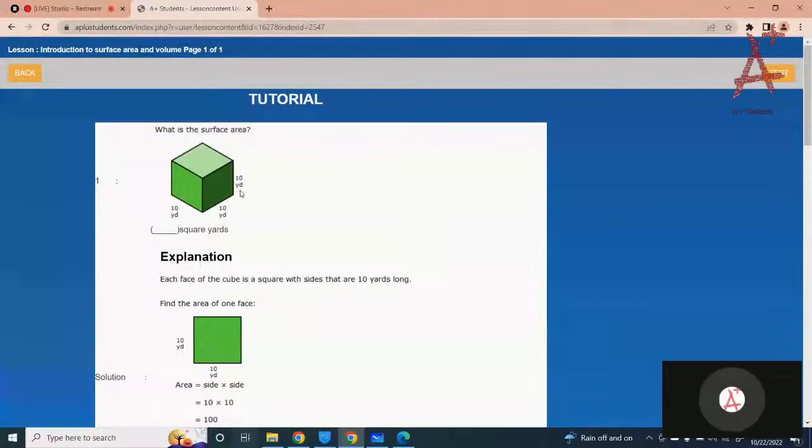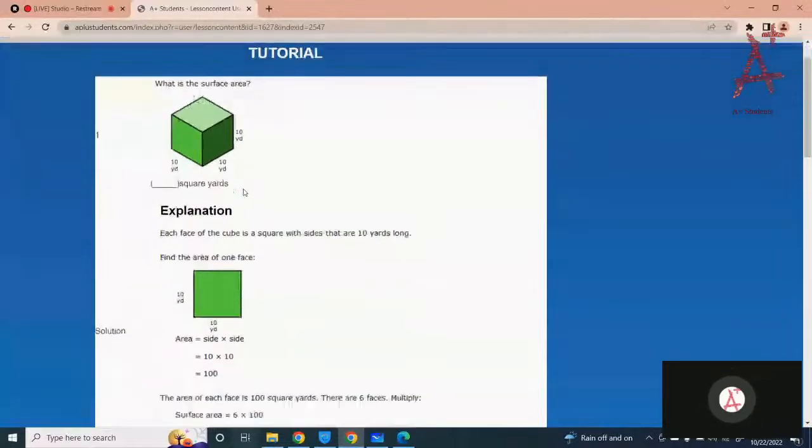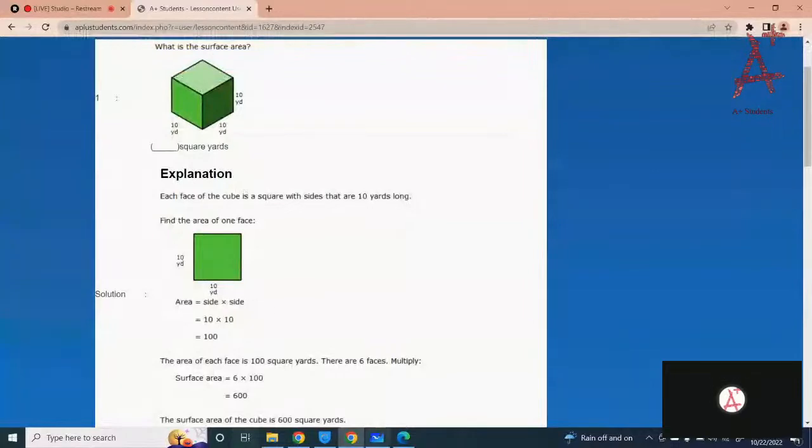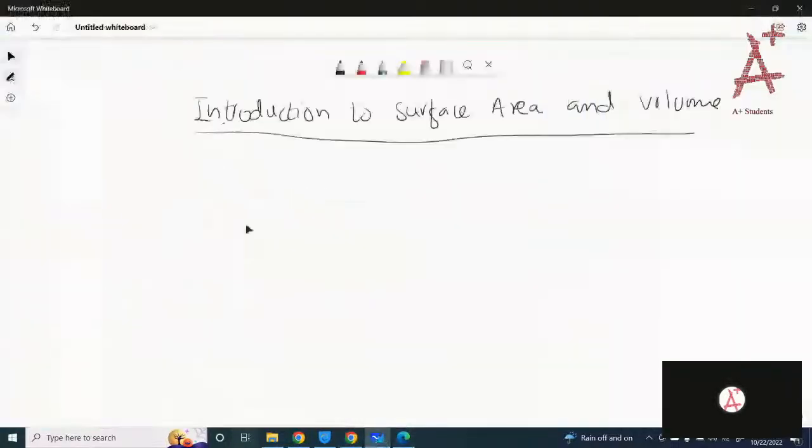So let's start. We have to find the area of just one face. Start with the very first face. We know that the area of a square is side times side. So the area of a square is 10 times 10, and it makes 100. So that is the area of just one face.